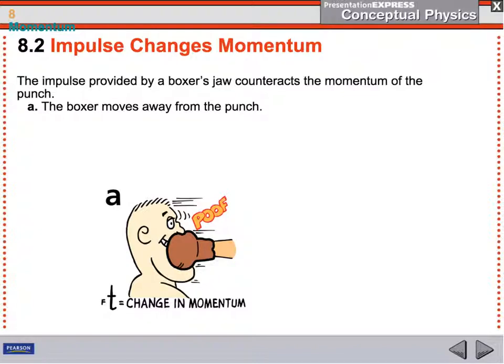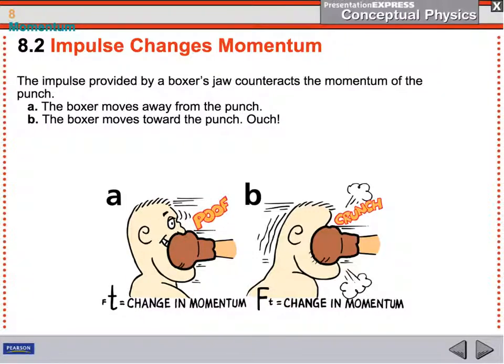The impulse provided by a boxer's jaw counteracts the momentum of the punch. A, the boxer moves away from the punch. Or B, the boxer moves towards the punch. Can you tell which one would be better?